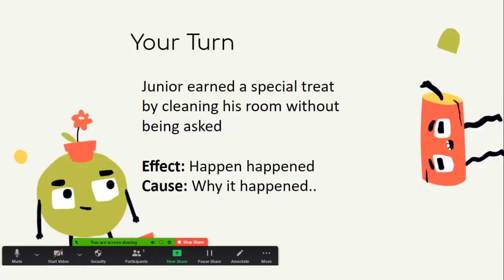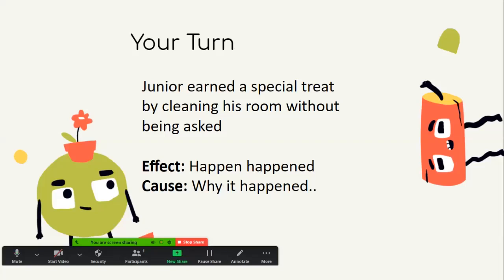Your turn. Let's look at another sentence. Junior earned a special treat by cleaning his room without being asked. Can you think of the effect? What happened? And the cause. Why it happened. Pause the video and see if you can get the answer.